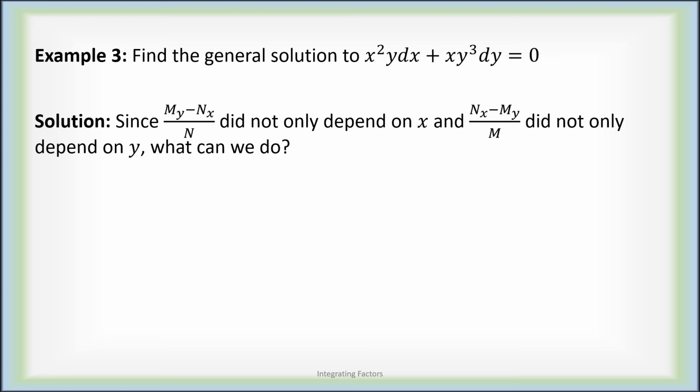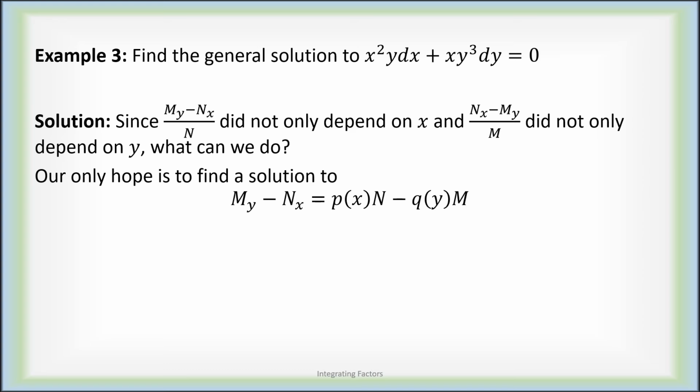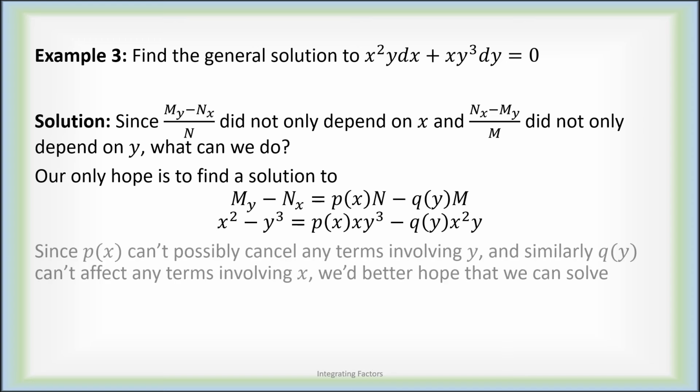So my minus nx over n didn't only depend on x, and similarly, nx minus my over m did not only depend on y. What can we do at this point? Well, our only hope is to find some solution to my minus nx is some function of x times n minus some function of y times m. Now m sub y is x squared, n sub x is y cubed, n is x y cubed, and m is x squared y. So here's what we need to solve.